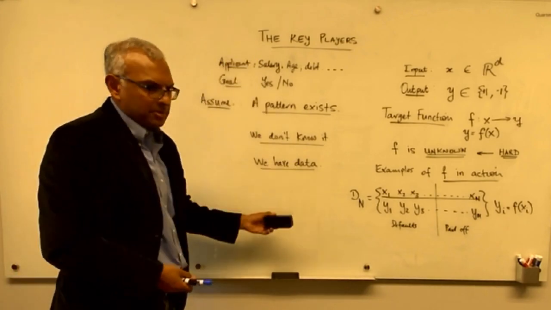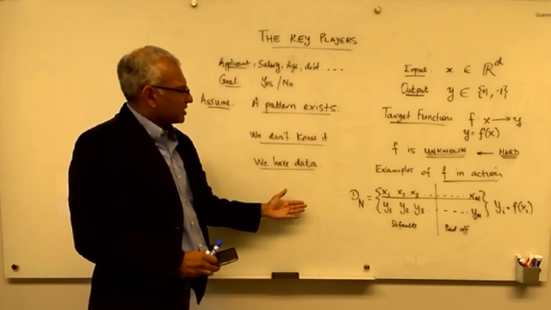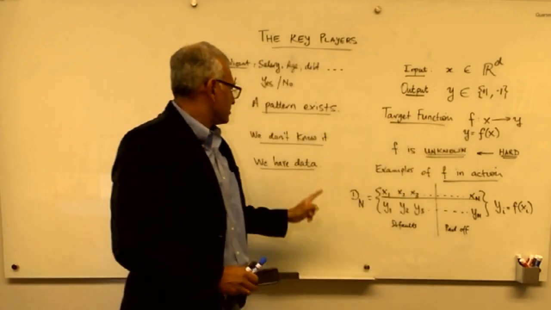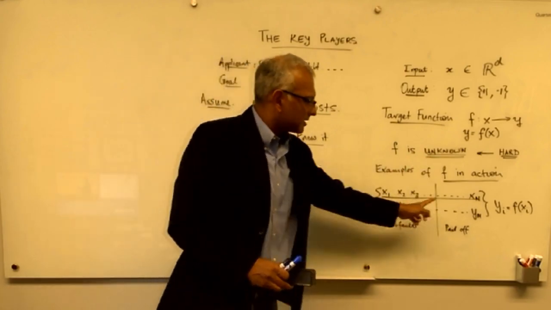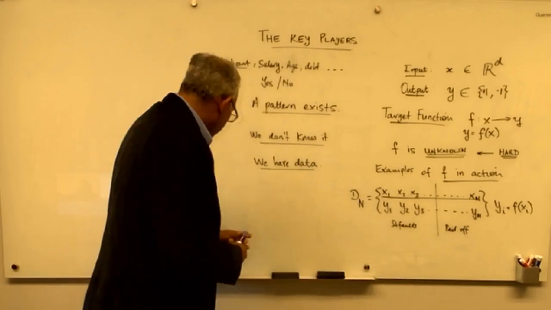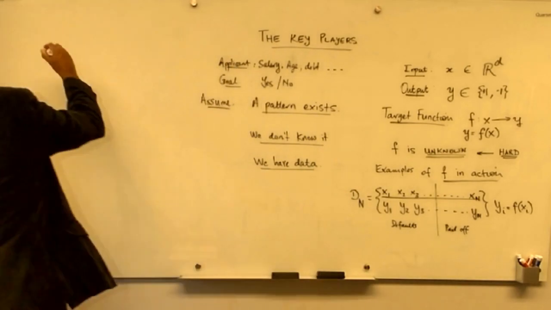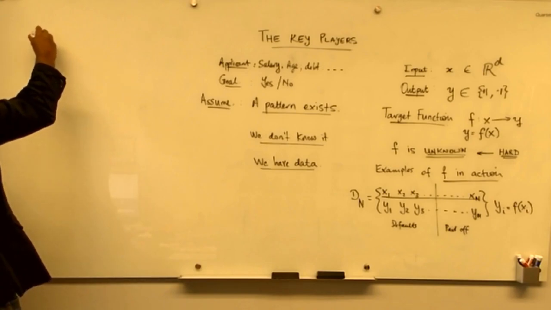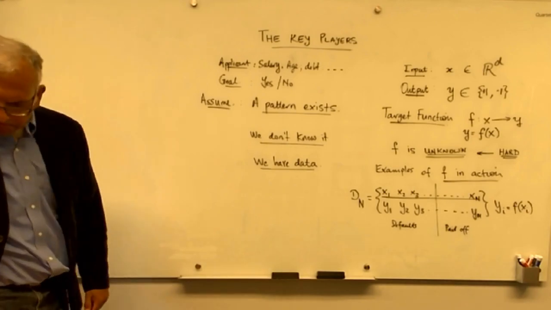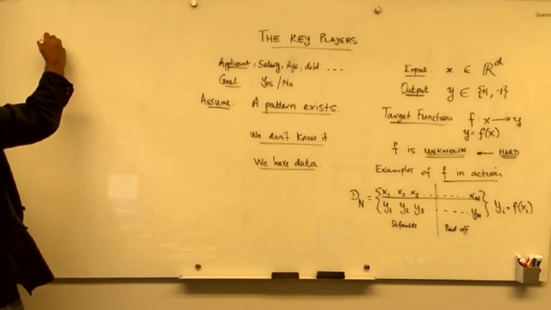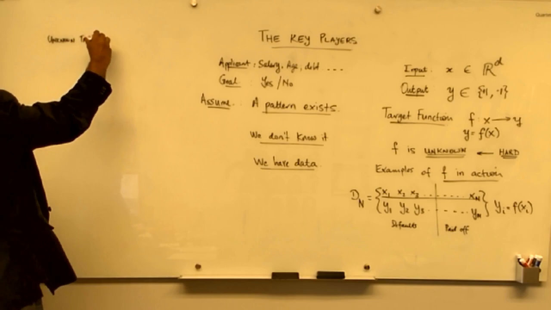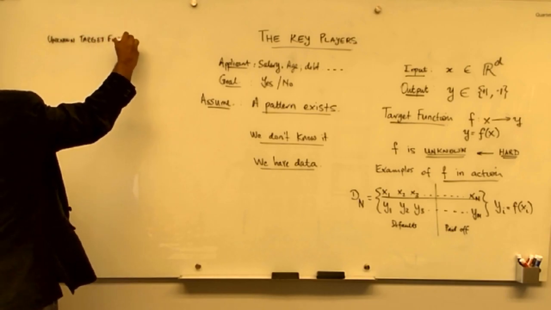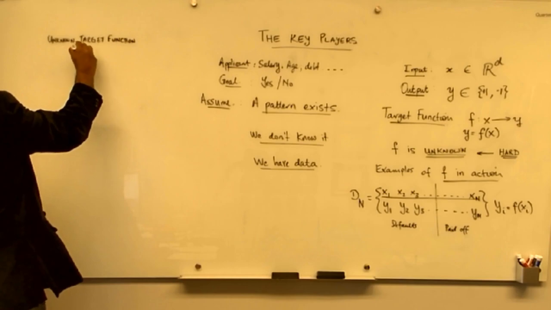So this is the setup where we say that machine learning is relevant. A pattern exists, f. We don't know it. f is unknown. We have data, a data set x1 to xk. So let's put this in some kind of a box. You have an unknown target function, f of x.